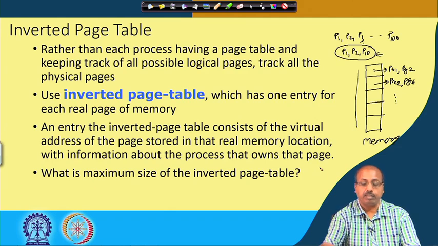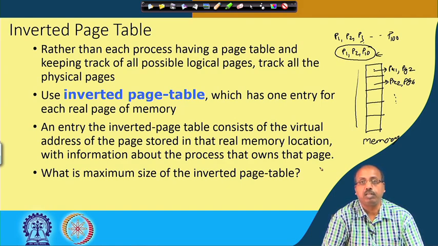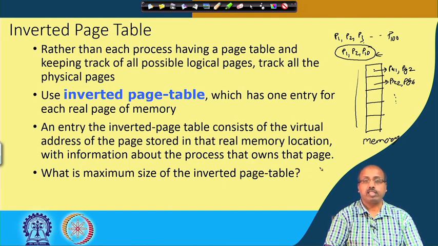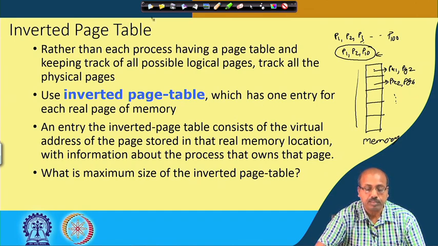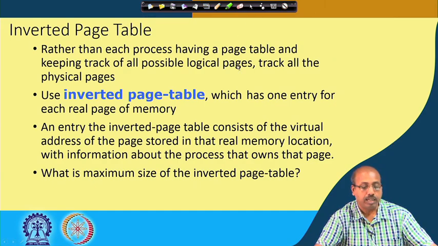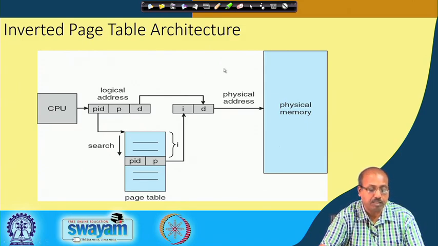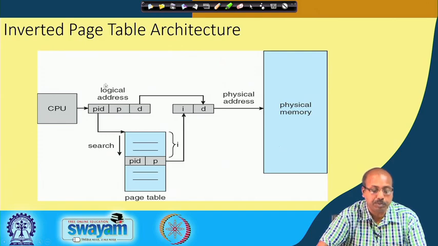So, an entry in the inverted page table consists of the virtual address of the page stored in that real memory location, with information about the process that owns that page. And then what is the maximum size of the inverted page table? The answer is definitely equal to the number of memory frames allowed in the system. So, if there are 100 frames, then the page table size becomes equal to 100. Now, the advantage is definitely the space: the space requirement reduces, as I need to remember only this. Now, what happens when an address, the logical address, is generated by the CPU?